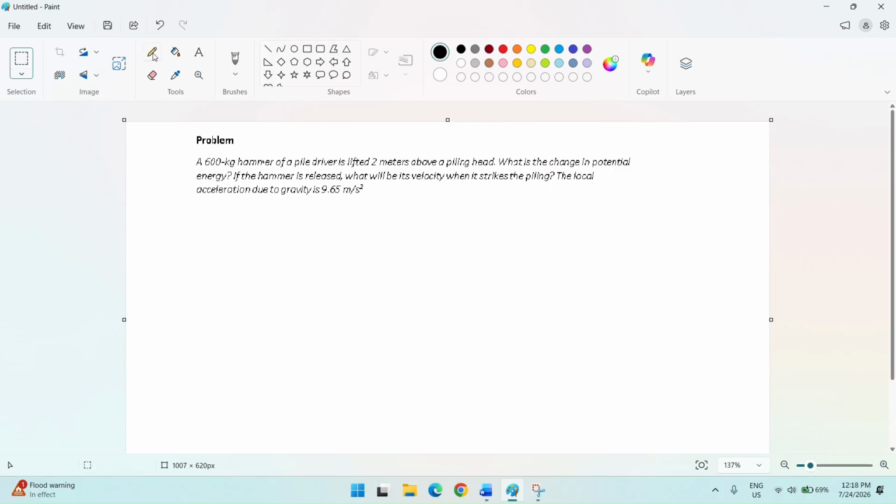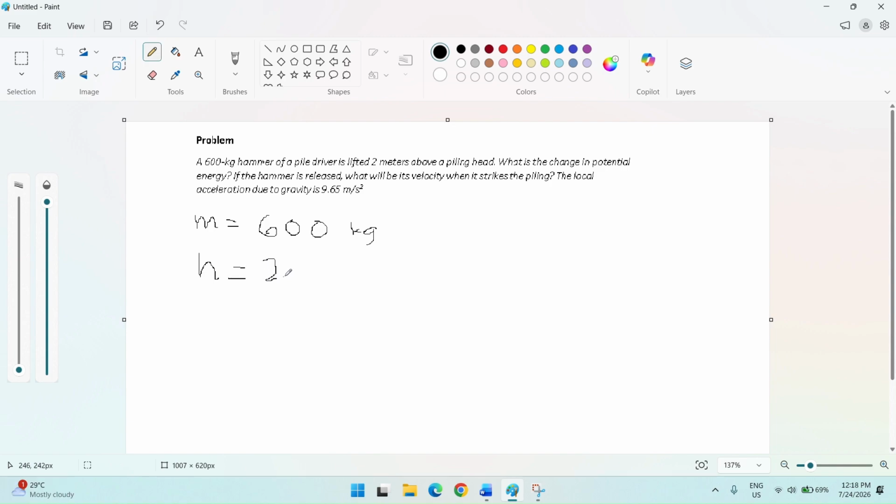So first, let's write down the givens. Mass of 600 kilogram, height of 2 meters, and the acceleration due to gravity is 9.65 meter per second squared.